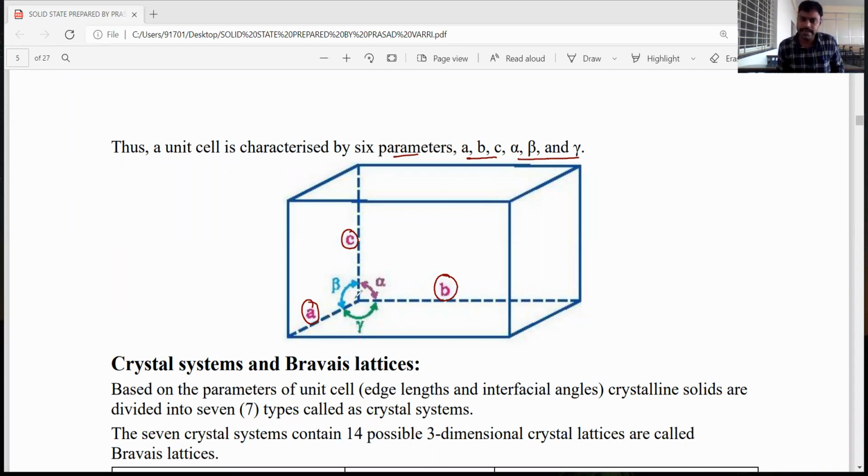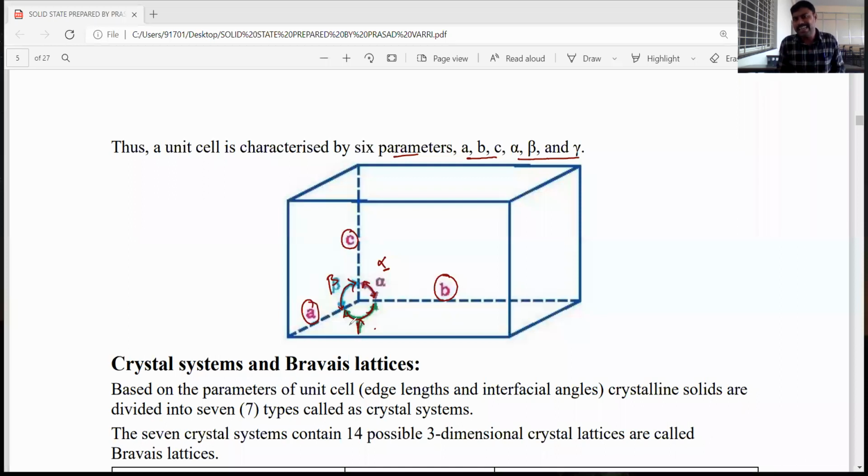In between any 2 edges, for example, B and C edges, the making angle is alpha. The angle between A and C is beta, and the other is gamma. Those are called axial angles. So total 6 parameters are present: 3 edge lengths and 3 axial angles, dear students.